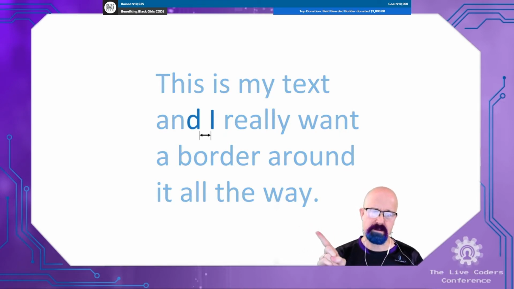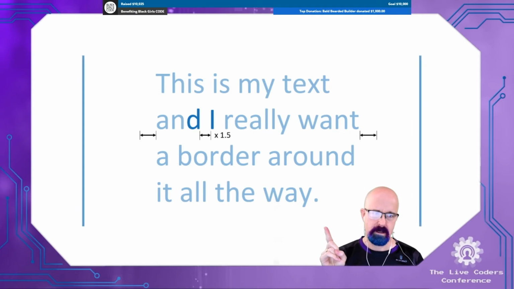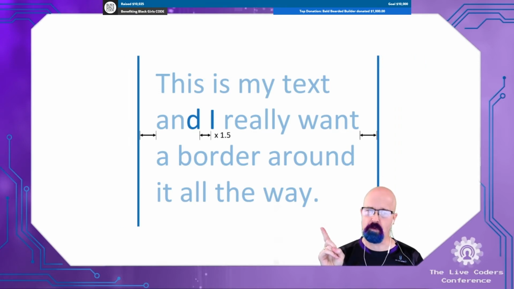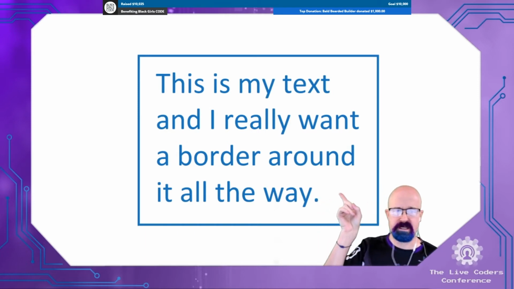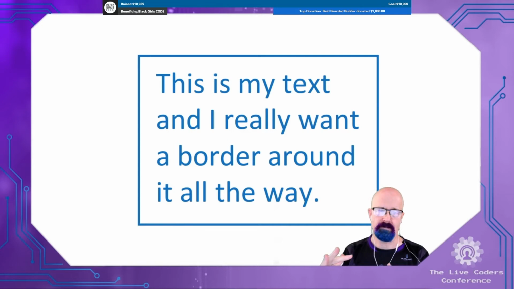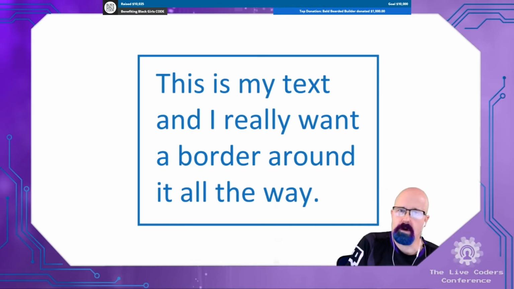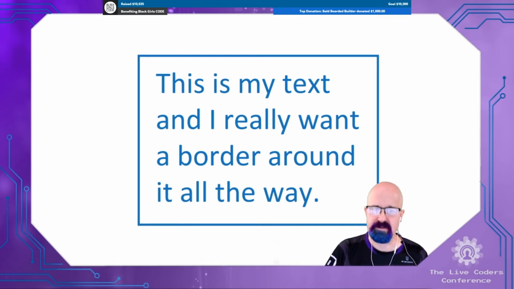You take the width of the space between two letters. You multiply that by 1.5. And that's where you can bring your side borders in. And then you can take that same distance around the top of the T and the bottom of the Y, the descender right there, and that's your border. And that's if your border is the same thickness and the same contrast as the text itself.